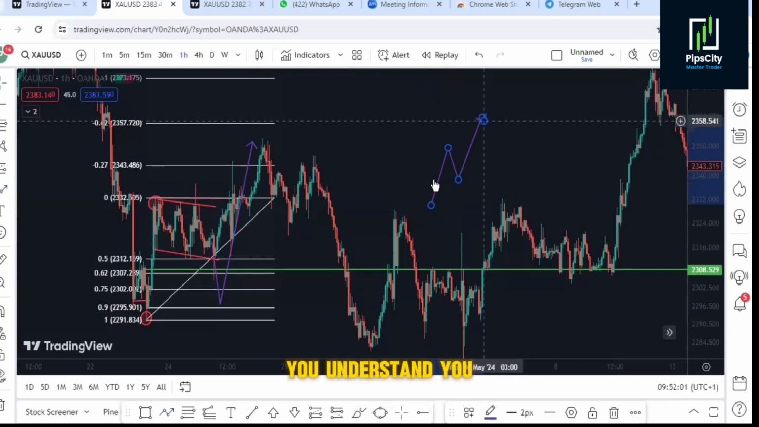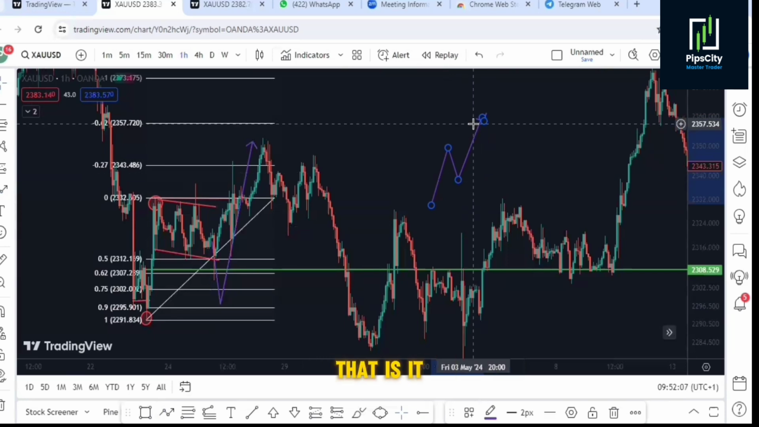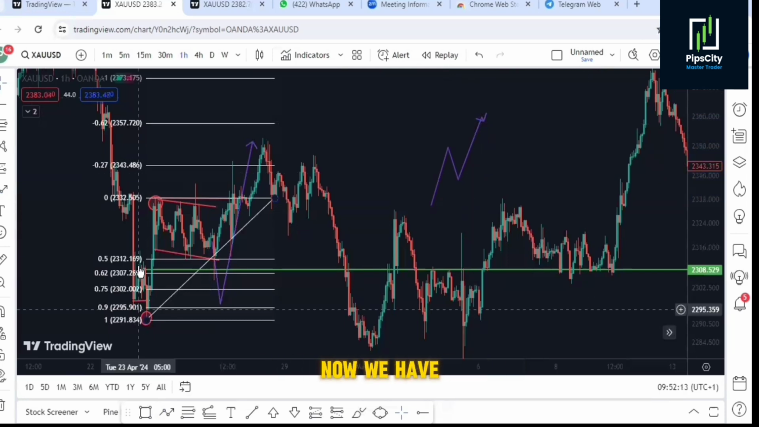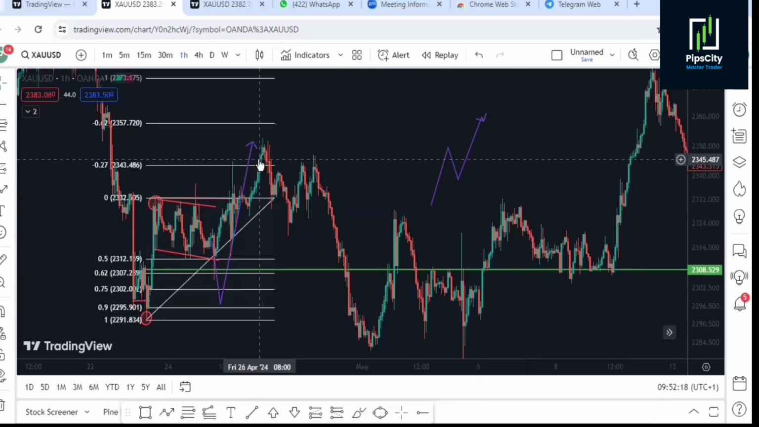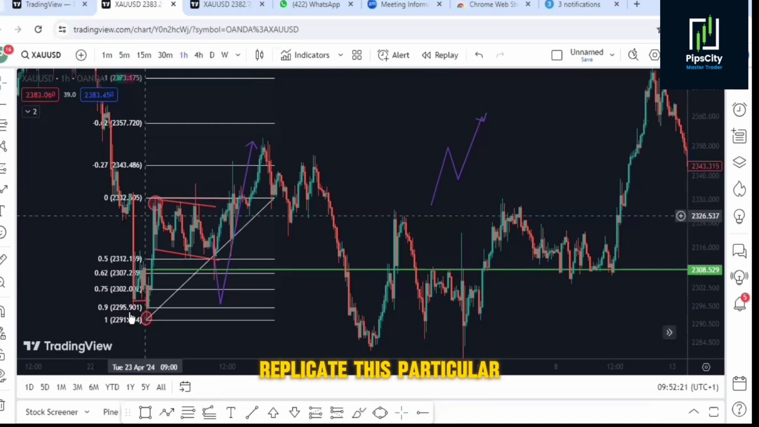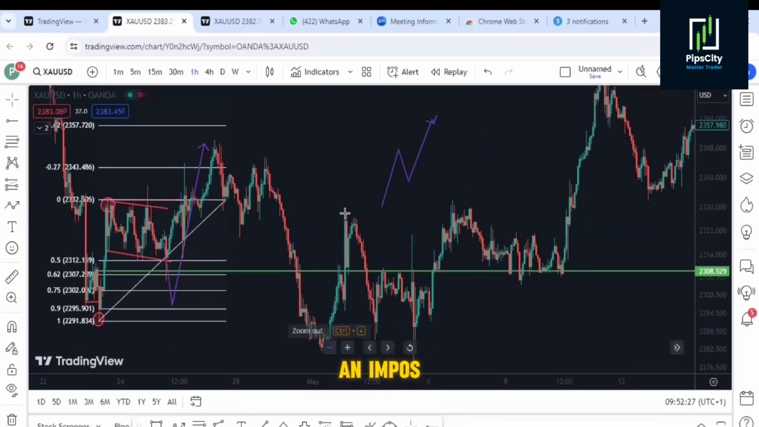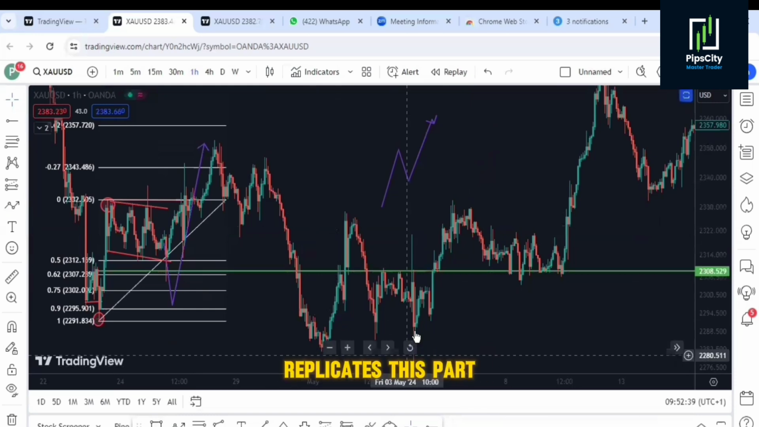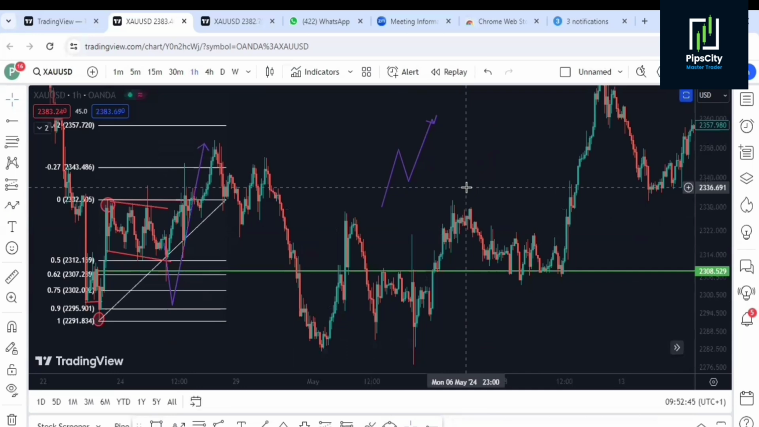You understand? You see this, we have an impulse, a correction, and an impulse. That is it. Every structure moves in three ways. Now we have an impulse, the correction, then we have another impulse, and that impulse will replicate this particular first impulse. Those are the things I want you to note. Now if you look at this now, this is an impulse. All these are correction, because this is where we have a break of structure here. This is another impulse. You see that this particular impulse replicates this impulse. This impulse you are seeing here. Do you understand that?